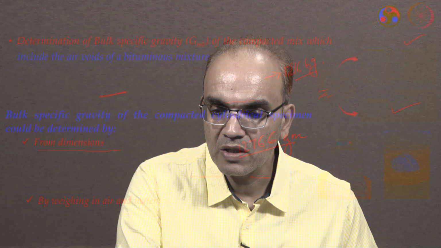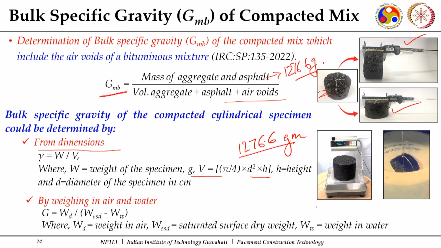So that particular application is here. Here we'll see what the loss in weight is. That should be equal to the weight of the volume of water displaced. So then I get the volume of that water, which is equivalent to the volume of the specimen, and this will give me the correct volume. So here, I'll determine the saturated surface dry weight, which includes only those surface voids which are part of the specimen, and then I'll dip it in water.